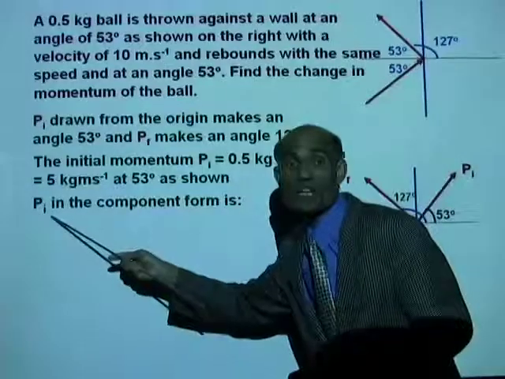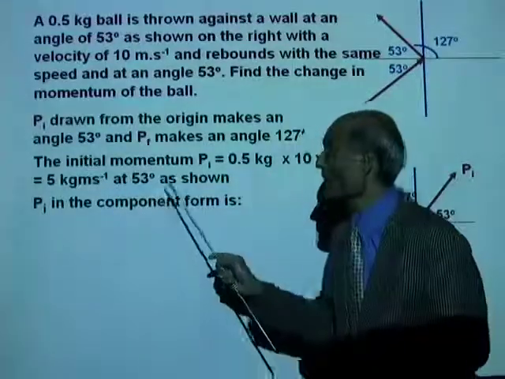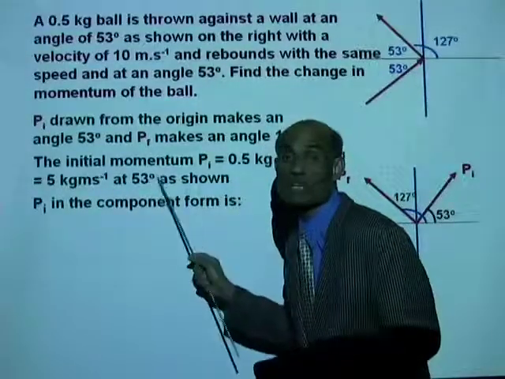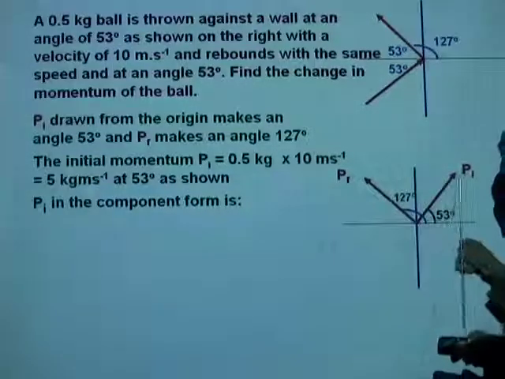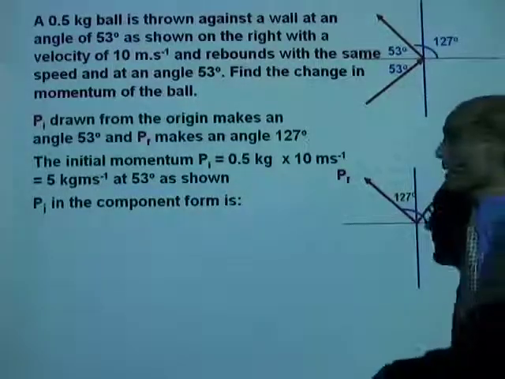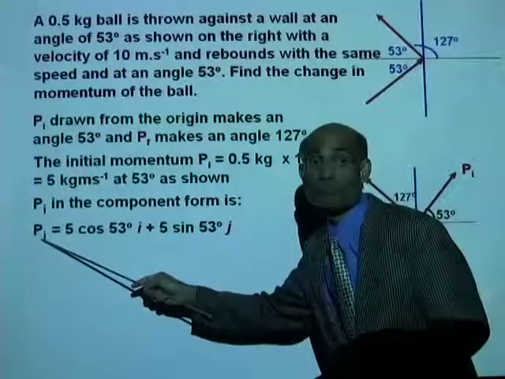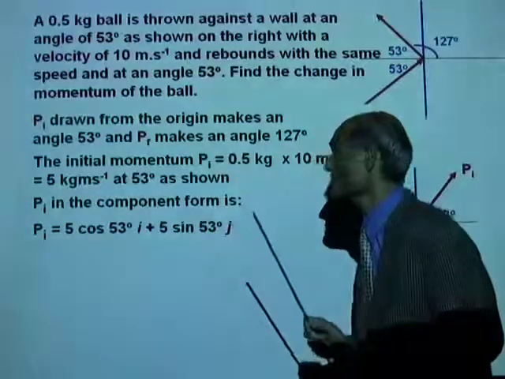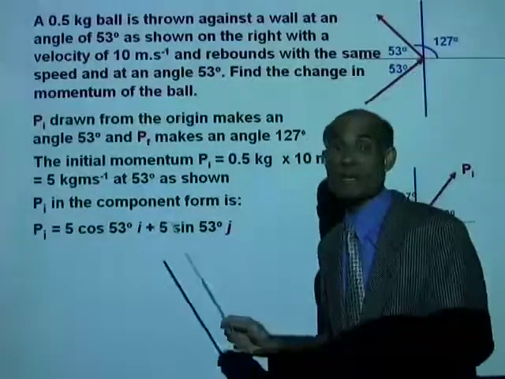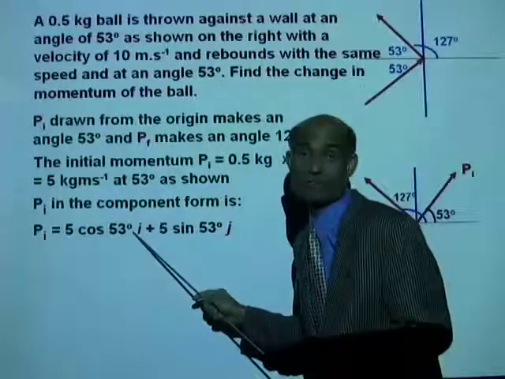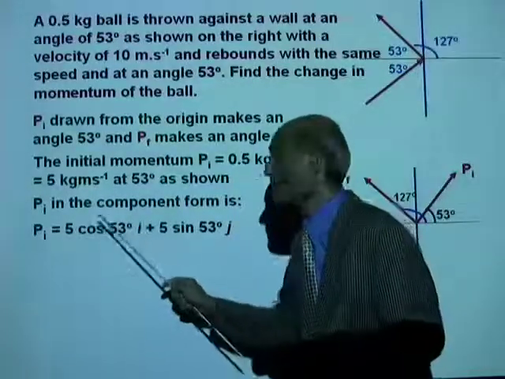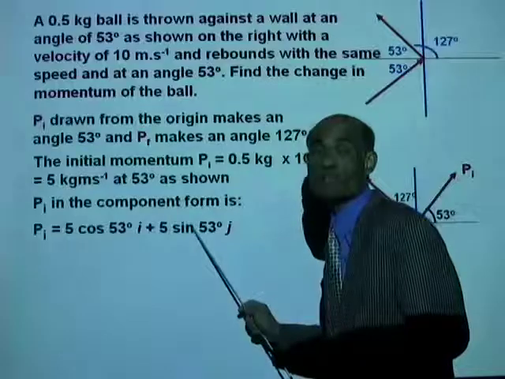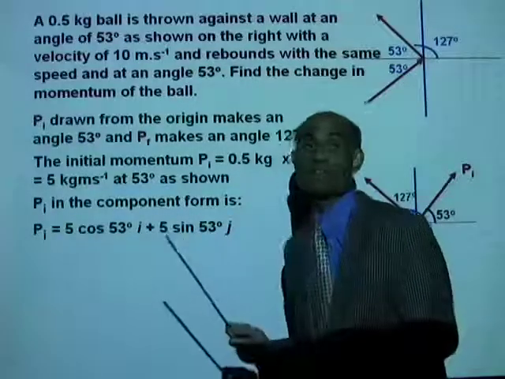Alright, let's write that in the component form. Can you help me do that? Pi is 5 kilogram meter per second at 53 degrees. What are the x and y components of Pi? Pi in the component form is 5 cos 53 degrees i plus 5 sin 53 degrees j. I'm sure this is now familiar to you. Is that right? There is no problem there. 5 cos 53 degrees i, that is the x component. 5 sin 53 degrees j, that is the y component.